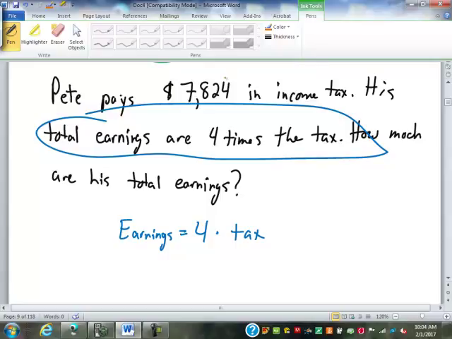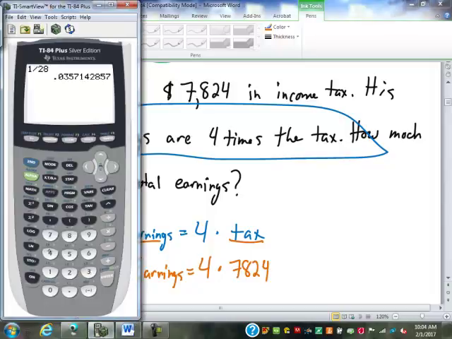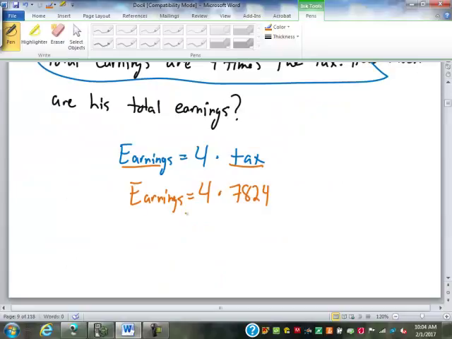Now we fill in the numbers that we know. Do we know the earnings? No. We know the tax. Bless you. So we put in the number 7,824 for the tax. So we're going to take 4 times that. 31,296. That is his total earnings.